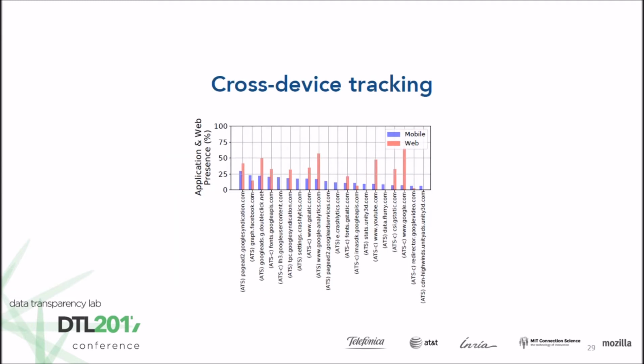Then we also wanted to look at cross-device tracking. Here you can see that there are a few advertising and tracking services that are specific to mobile, like Crashlytics or Unity 3D, which is for game developers. But the majority of them also have the ability to track users across platforms.